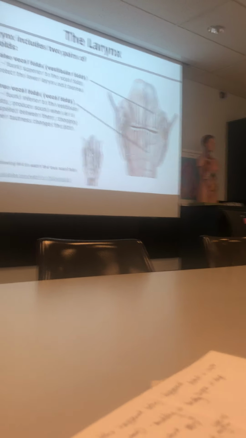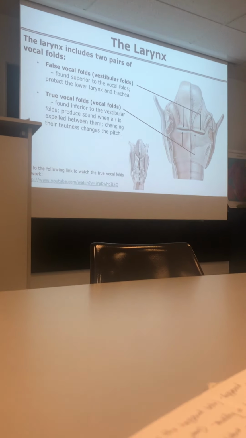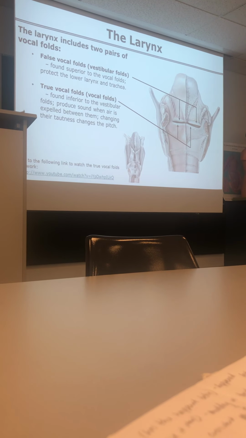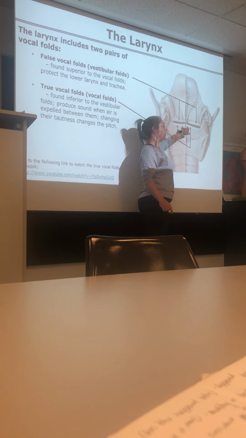Write vocal fold and you're just kind of guessing, but it's the false vocal fold, we can't accept it. Like, we can't even give half credit because vocal fold is a completely different answer, right? So our false vocal folds are located superior to our true vocal folds, okay? They help for protection. And then our true vocal folds are found inferior to our false vocal folds.